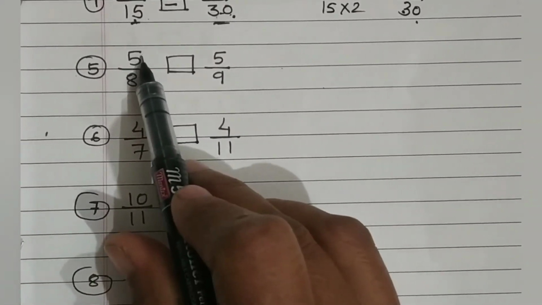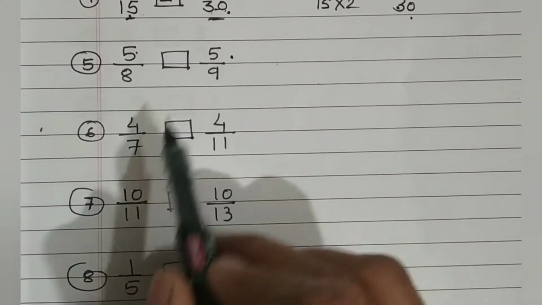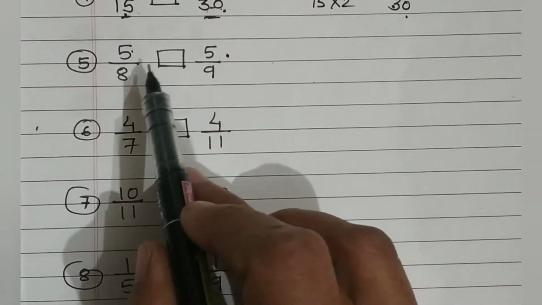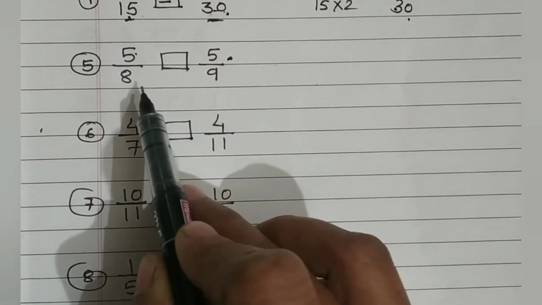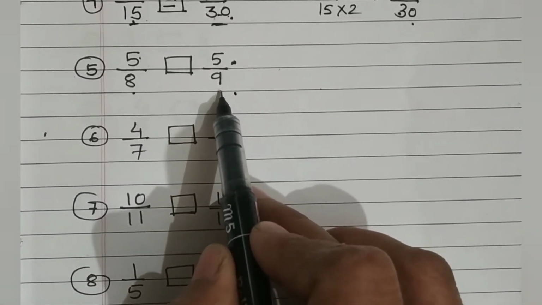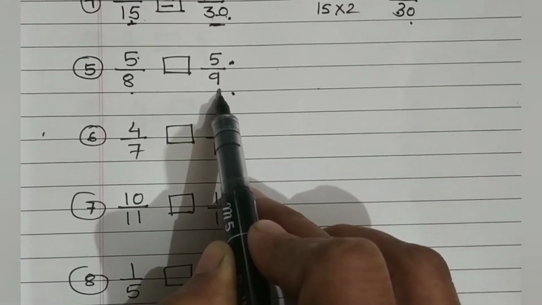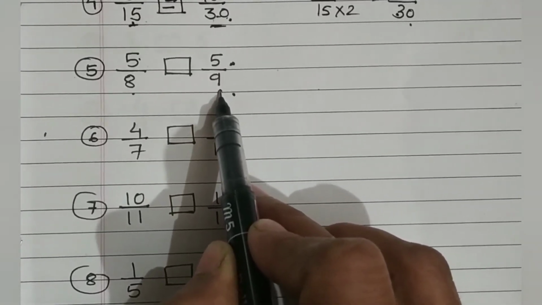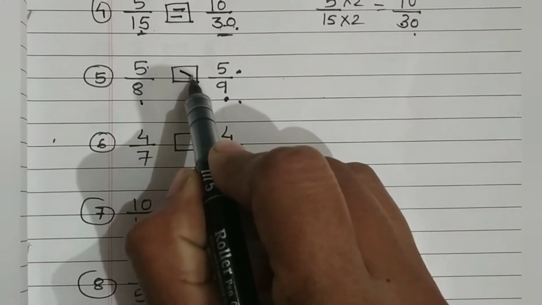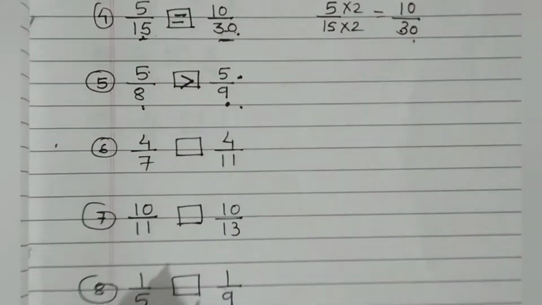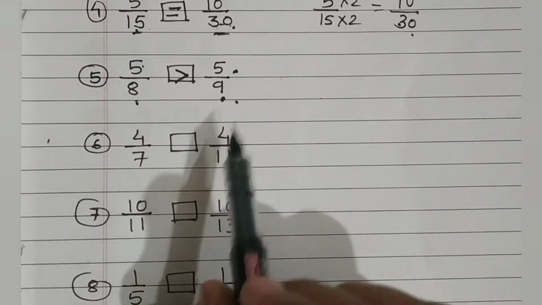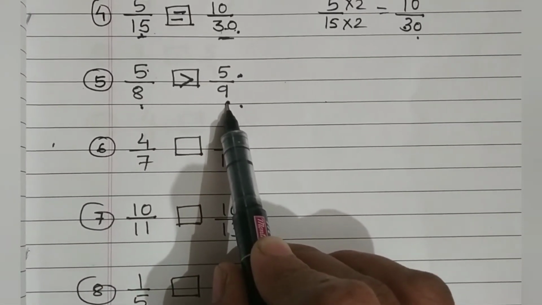Next example, 5 by 8 and 5 by 9. So what is here? 5, 5. Numerators are same, and we have seen the rule that if numerators are same and the denominators are different, the denominator which is greater makes the fraction smaller. Okay. So here 9 is greater than 8. So this will be the smaller fraction, right?